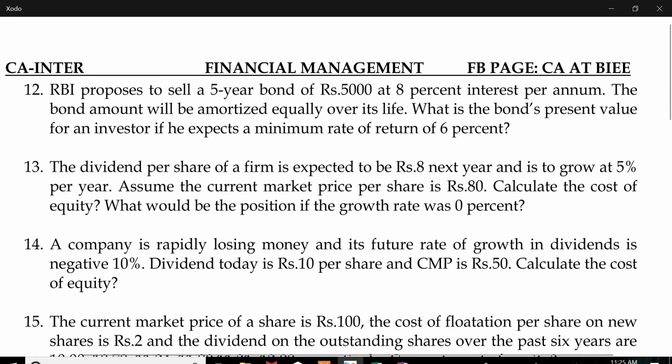Coming to question 12. Okay, now listen for some time. RBI proposes to sell a 5-year bond of 5,000 at 8%. The bond will be amortized equally over its life. What's the bond's present value? That is today's price. If investor expects how much? 6%. What is the RBI rate giving? 8%. What will be the final value of the bond? More than 5,000, less than 5,000?